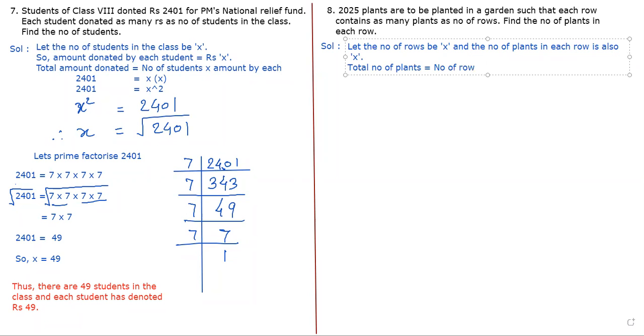So total number of plants will be how much? Number of rows multiplied by number of plants in each row. Total number of plants are 2025 is equal to X into X. So 2025 is X square. So X is root of 2025. Yes or no, children? Yes, sir. Chalo, let's prime factorize. I'm just leaving some space.